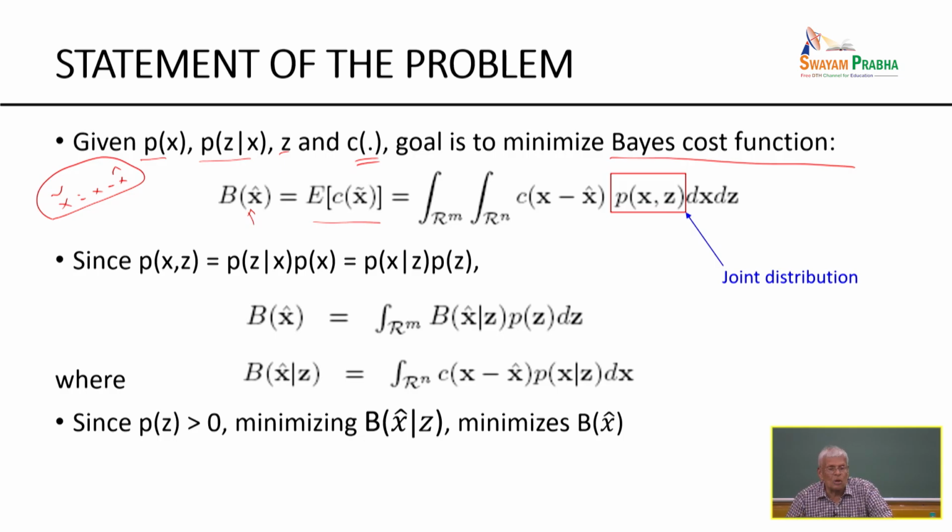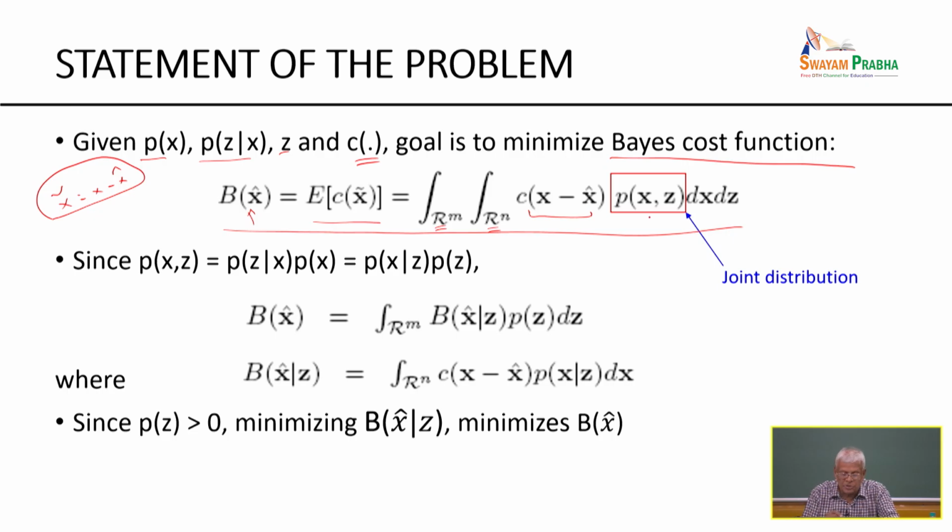So p of x, z is called the joint distribution. So I have to integrate this by multiplying the cost function by the joint distribution and integrate it with respect to x and z. Please remember, z is an m variable, x is an n variable. So this is the double integral of the cost function multiplied by the joint distribution with respect to the variable x and variable z. So this is the general statement of the Bayes cost function.